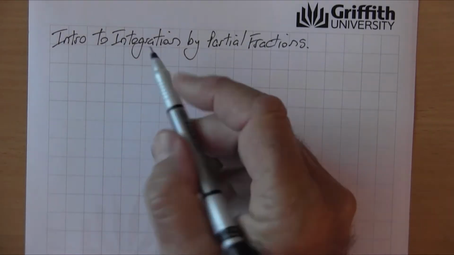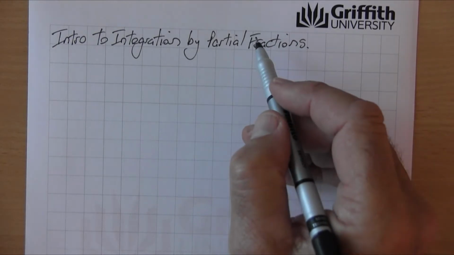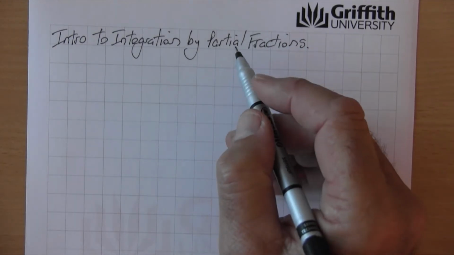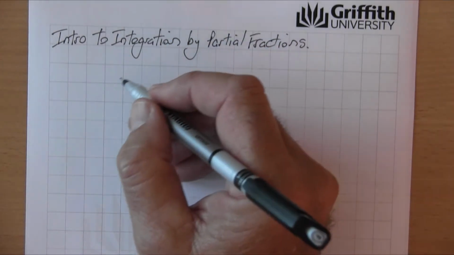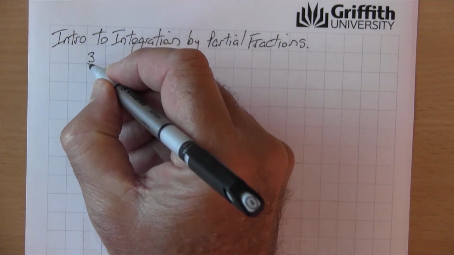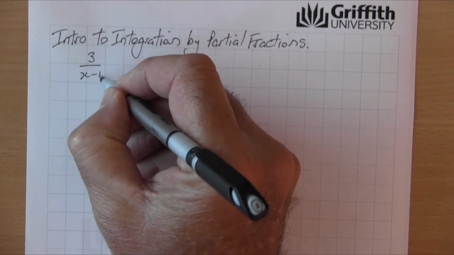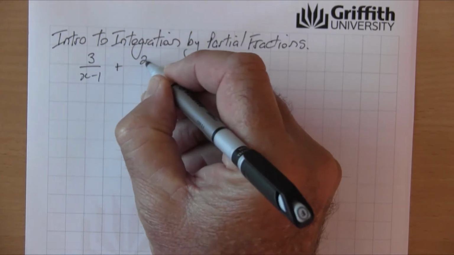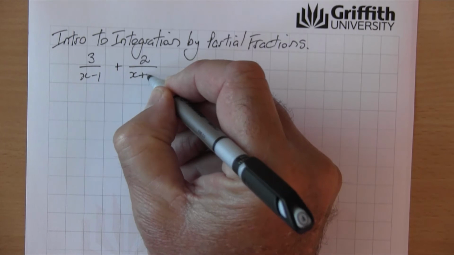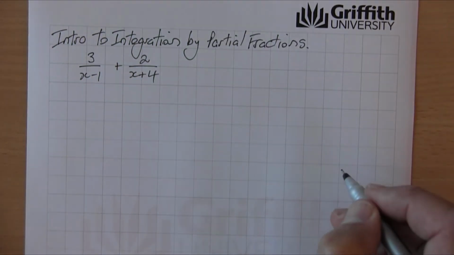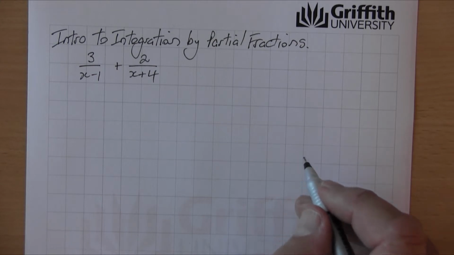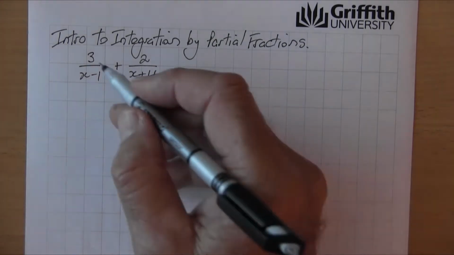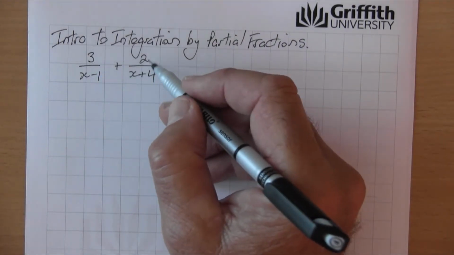Before we go into the integration techniques by partial fractions, we need to understand how algebraic fractions work, in particular when we add them. If we had 3 over x minus 1 plus 2 over x plus 4, in order to combine those two into a single fraction, you use the same rules as if it was 3 over 4 plus 2 over 5.